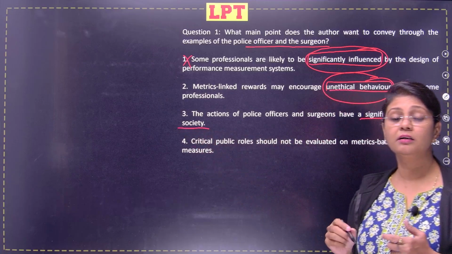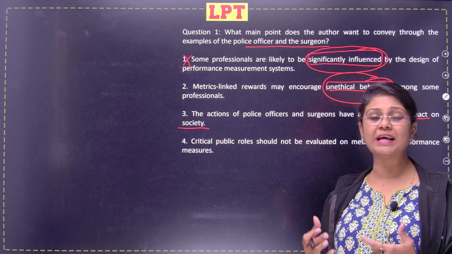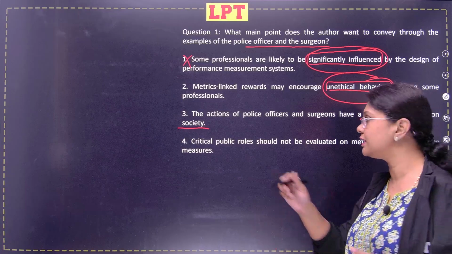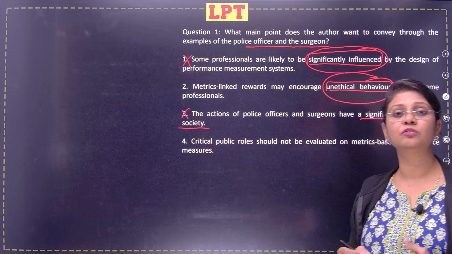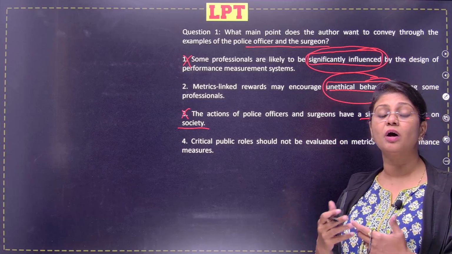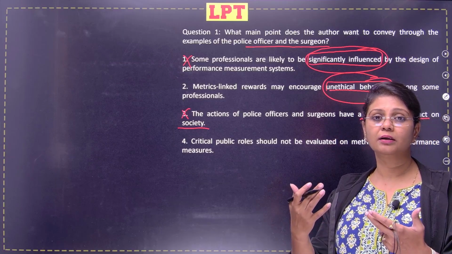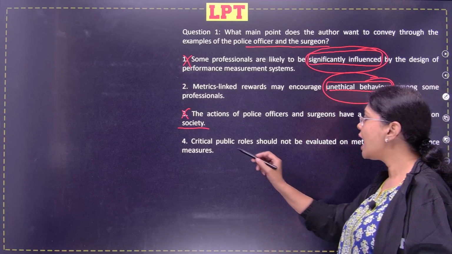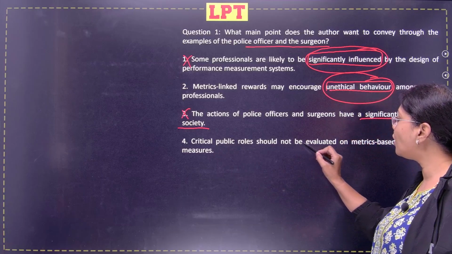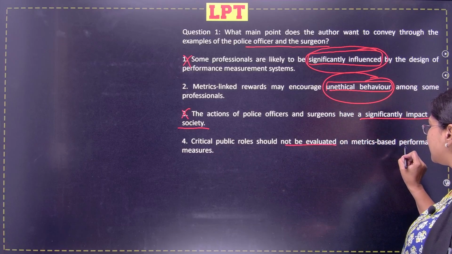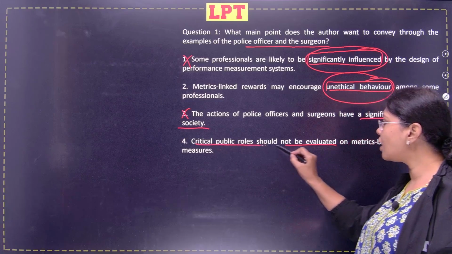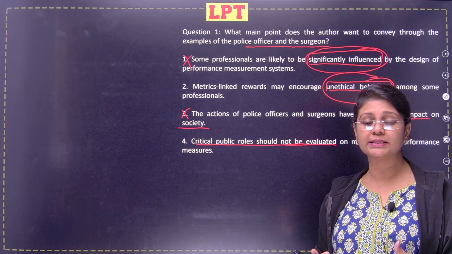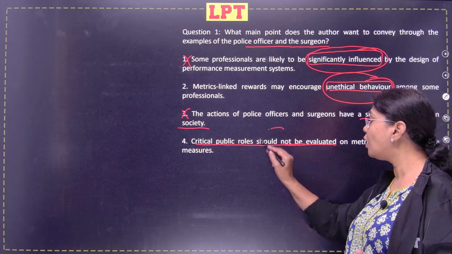Well, the light of the passage was not on the positive side of metric fixation, it was on the negative side. So again, this would be cancelled out for the same reason, because the author is not somebody who supports the metric fixation process in organizations and companies, so it can be eliminated. And it says critical public roles should not be evaluated on metric based performance measures. So it does talk about critical public roles, but when he mentioned those examples, he did not mean to say that they should not be evaluated.